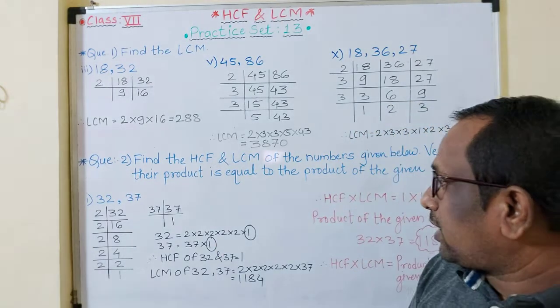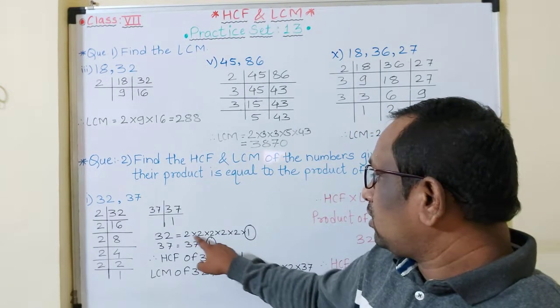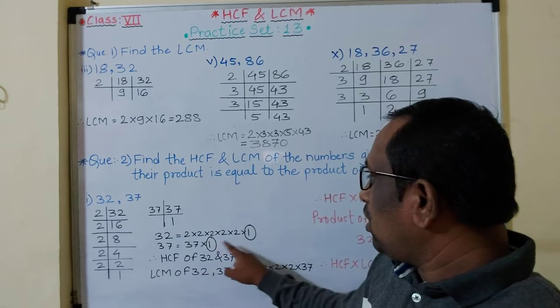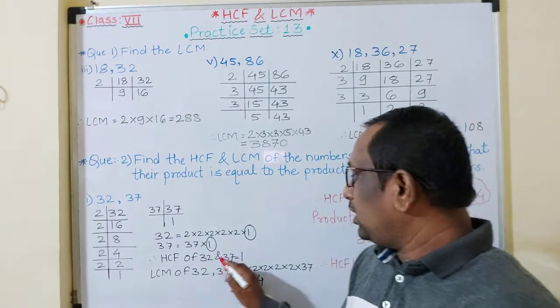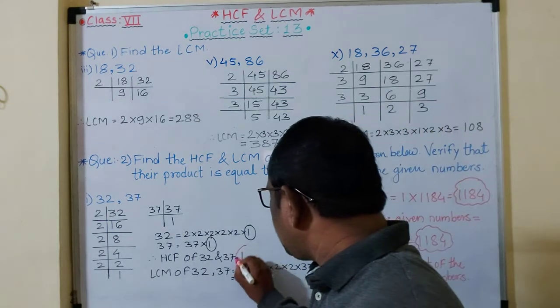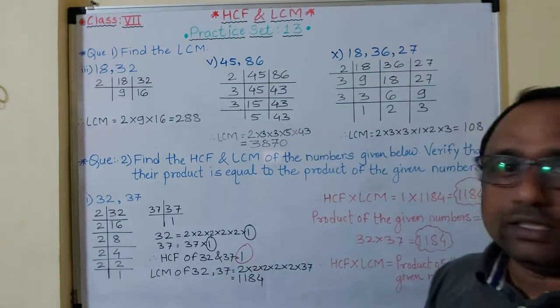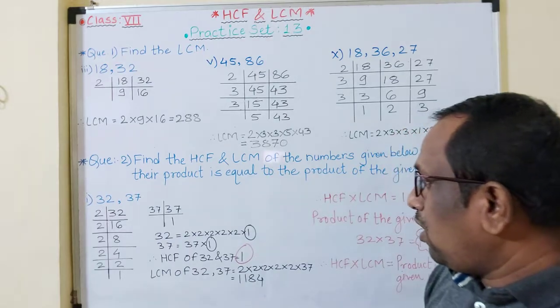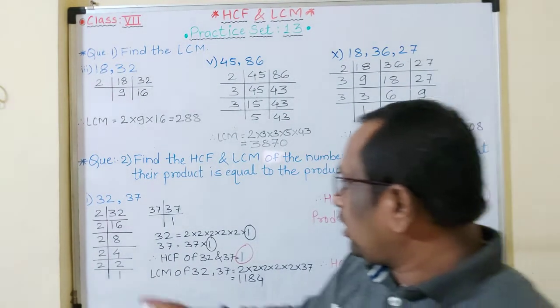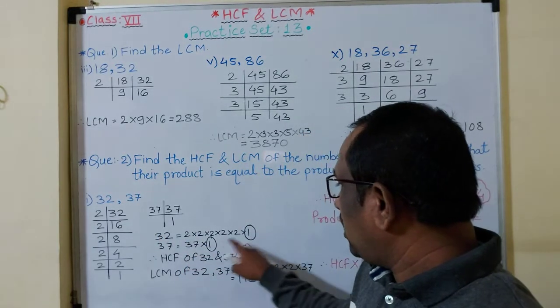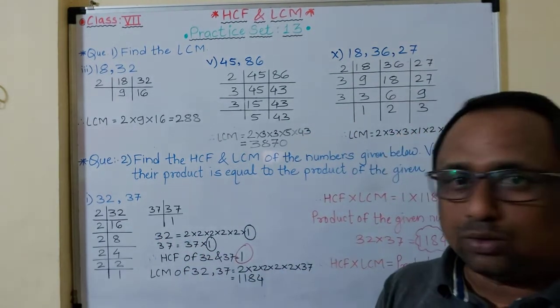So what is the common factor here? Here all 2s, here 37 and 1. So 1 is the common factor here. So 1 is the HCF of 32 and 37. Okay. Now LCM. For LCM, what we have to do? We have to write all the factors of 32 as well as 37, students. Okay.